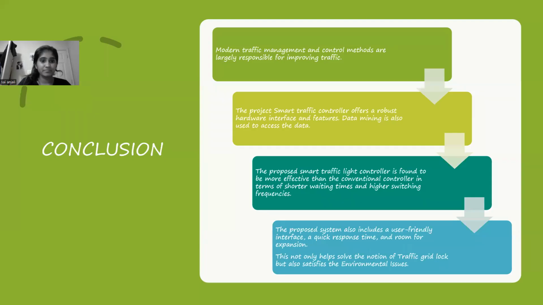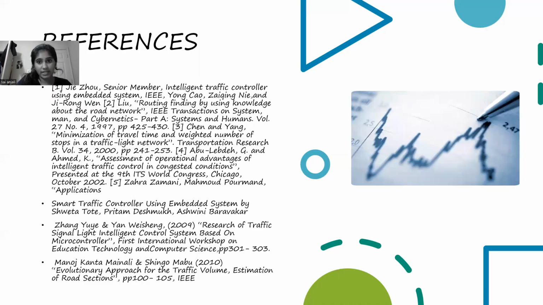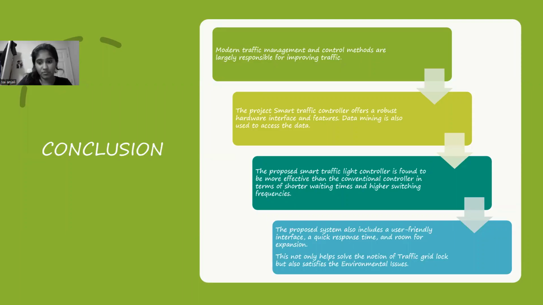Conclusion. Modern traffic management and traffic control methods are largely responsible for improving traffic, avoiding accidents, and avoiding more waiting time for any vehicle. There could be emergency vehicles such as an ambulance or a fire engine that have to be given space first. The Project Smart Controller offers a robust hardware interface and features. Data mining is also used to access the data.